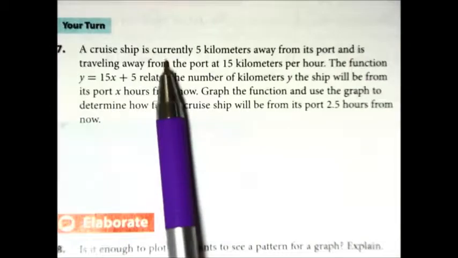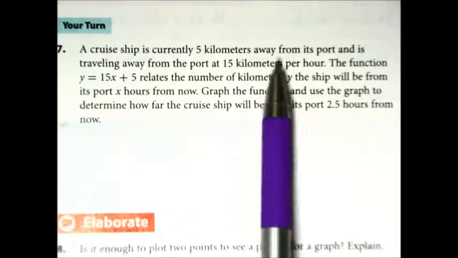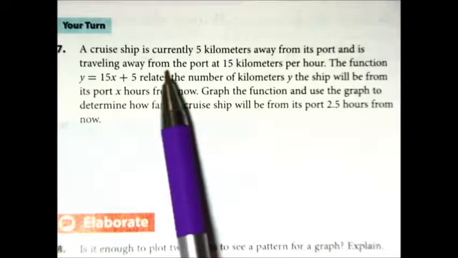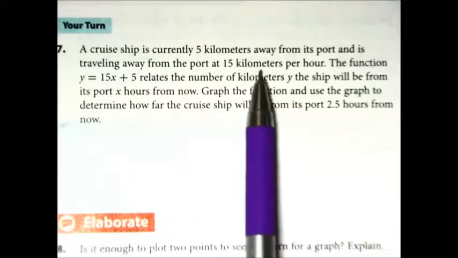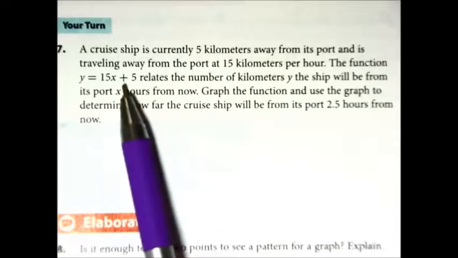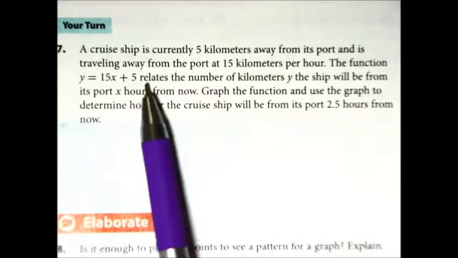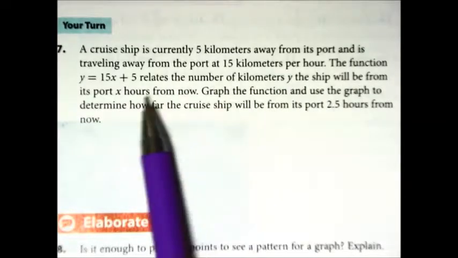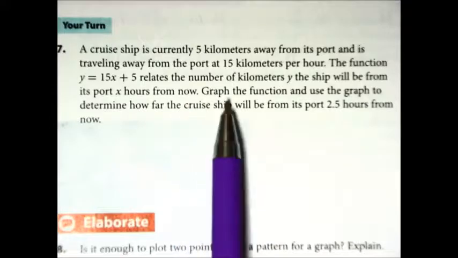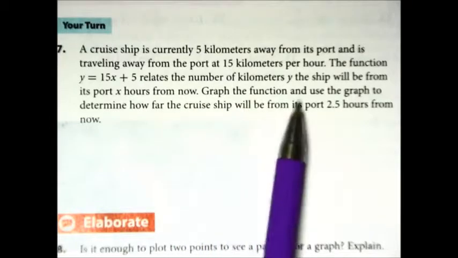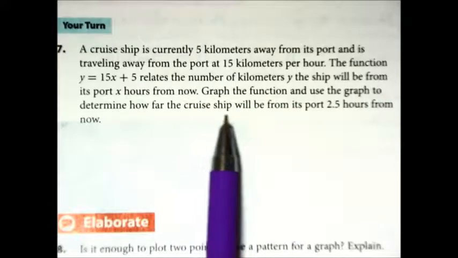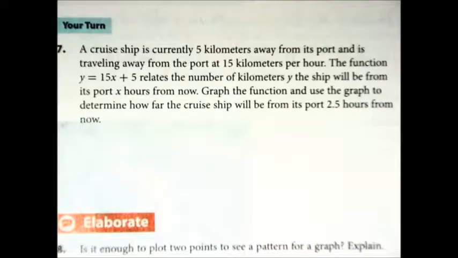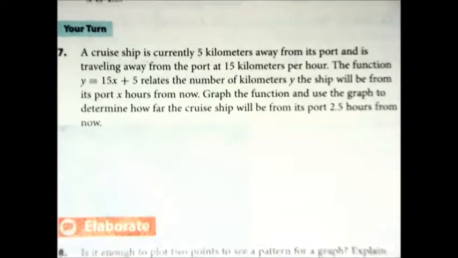It says a cruise ship is currently 5 kilometers away from its port and is traveling away from the port at 15 kilometers per hour. The function y equals 15x plus 5 relates the number of kilometers y the ship will be from the port x hours from now. Graph the function and use the graph to determine how far the cruise ship will be from its port 2.5 hours from now.